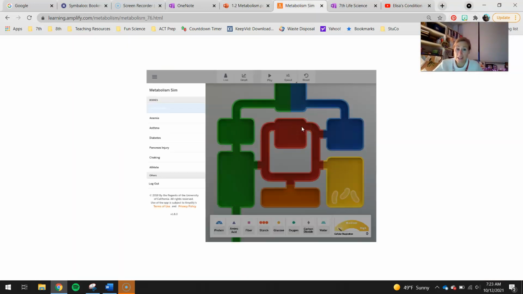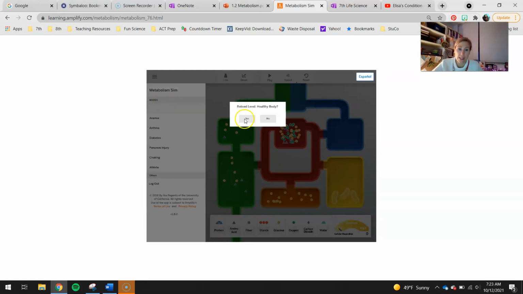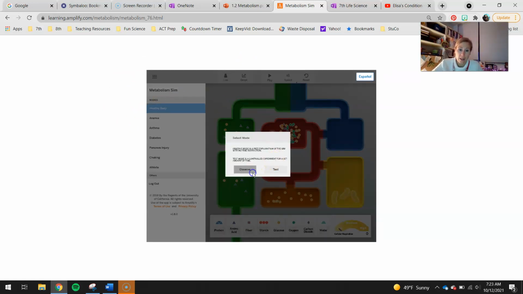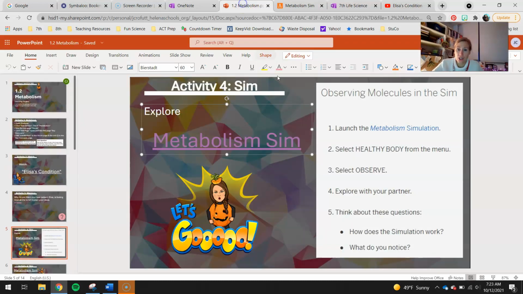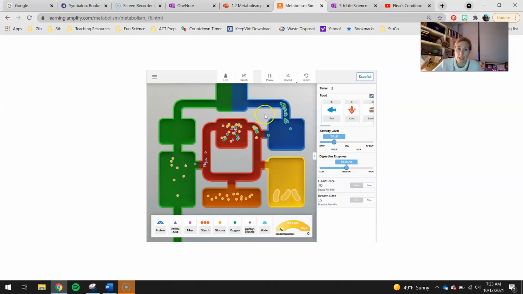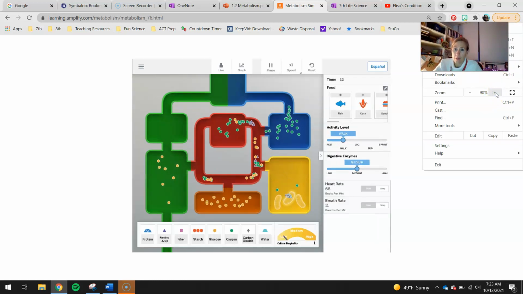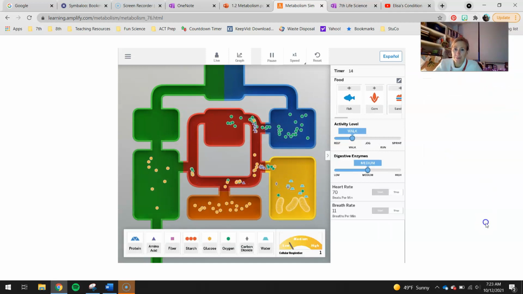Okay, so of course my sim is still loading. Notice on the left-hand side we have healthy body, so we're going to stay there today. And you guys can choose observe. You will also do test at some point too, so we're not going to worry about that for right now. Notice on the right-hand side, you have fish, corn, Sammys. You guys can feed your little body. I'm going to go ahead and zoom this up a little bit larger, okay? You guys can change the activity level.